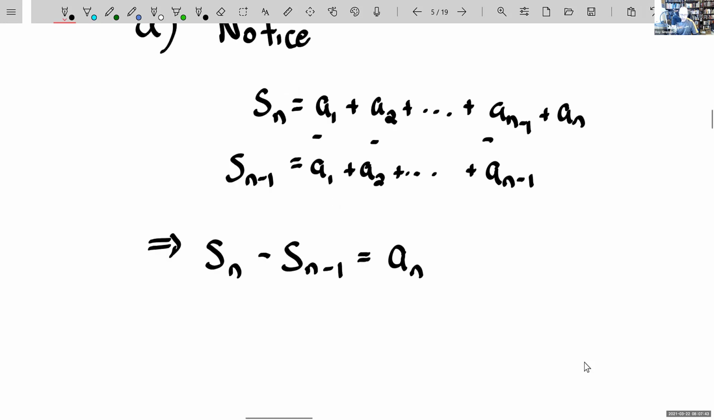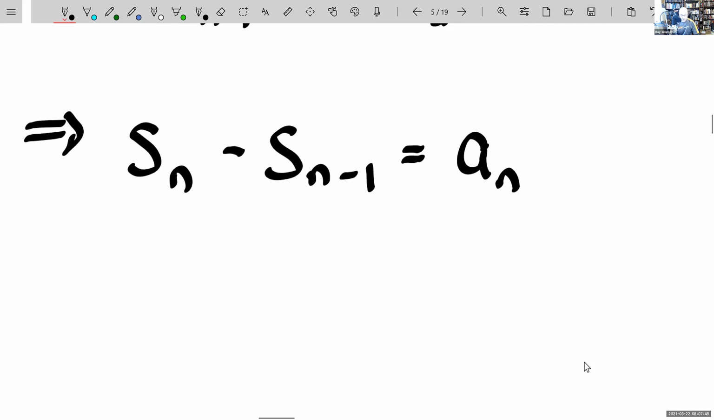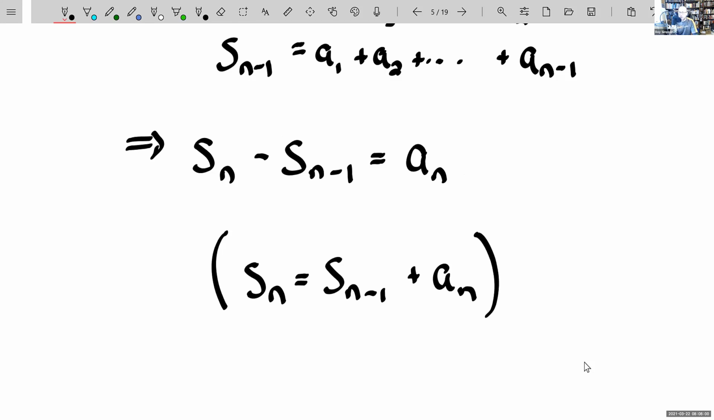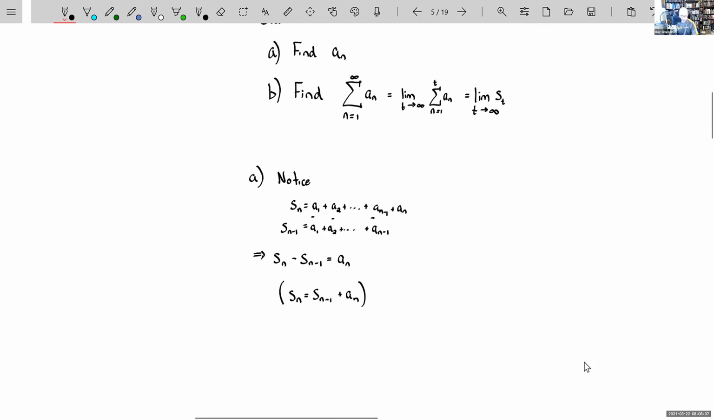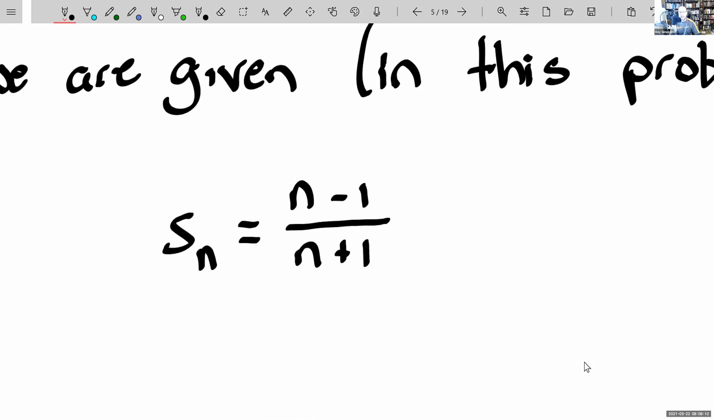You just say a sub n is the difference between S sub n and S sub n minus 1. A good way to think about this is, if you want to sum up the first n terms, you would sum up the first n minus 1 terms and add the next term in line. So that being said, since they handed me a closed formula for S sub n, which is n minus 1 over n plus 1, that's how I'm going to find a sub n.